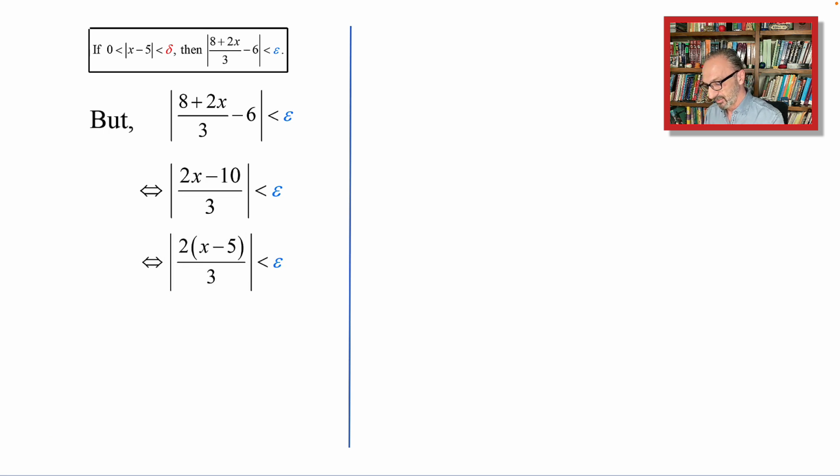After that, I could see that 2x and 10 both have a common factor, which is 2. So I pull the 2 outside, factoring 2x minus 10 and taking the 2 outside. Now this 2 and this 3 can be taken out of the absolute value, just like this. As you can see, I have 2/3 outside. Now I'm going to multiply both sides by 3 over 2.